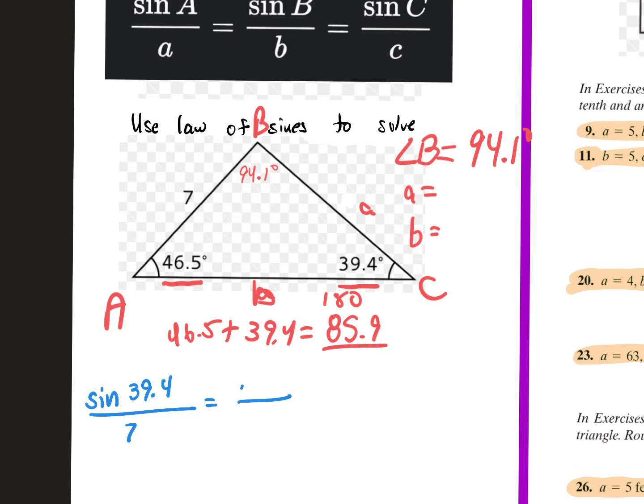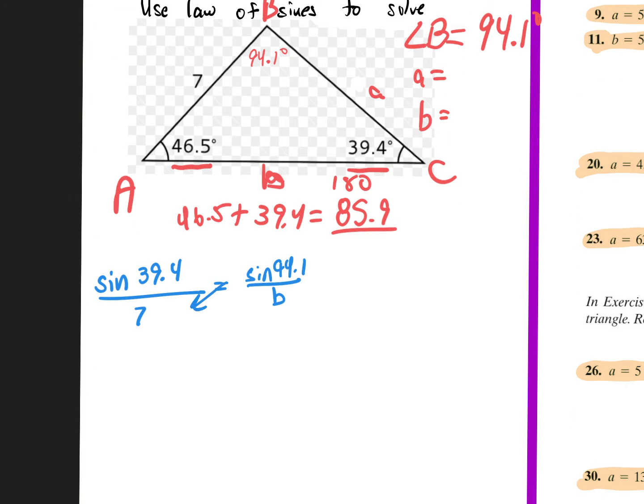Okay, sine of B over side B. Do we know what side B is? I'm sorry, I should put the angle measure there: 94.1. I don't know what B is, so that's what we're finding. So we cross multiply: 7 times the sine of 94.1 equals B times the sine of 39.4. Divide both sides by sine of 39.4.